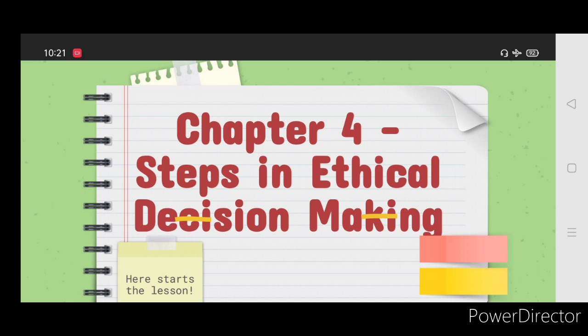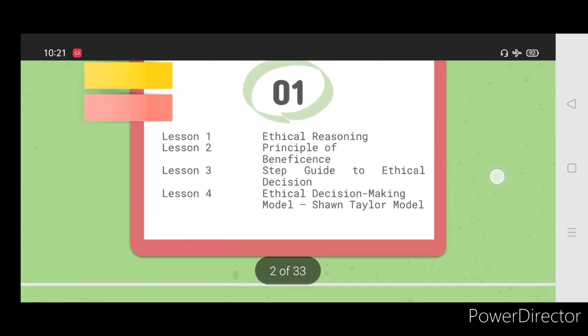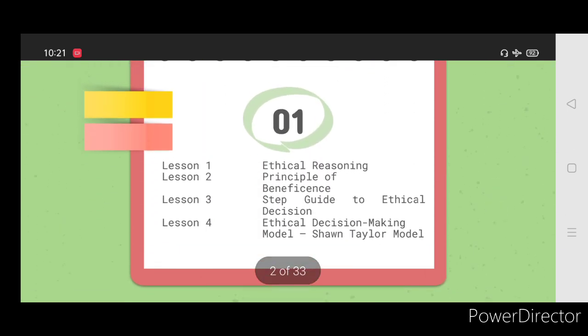Okay, so in chapter 4, we will tackle the steps in ethical decision making. This is the flow of our topic. Lesson 1, we have ethical reasoning. Lesson 2, the principle of beneficence. Lesson 3, steps or guide to ethical decision. Lesson 4, the ethical decision making model by the Sean Taylor Model.